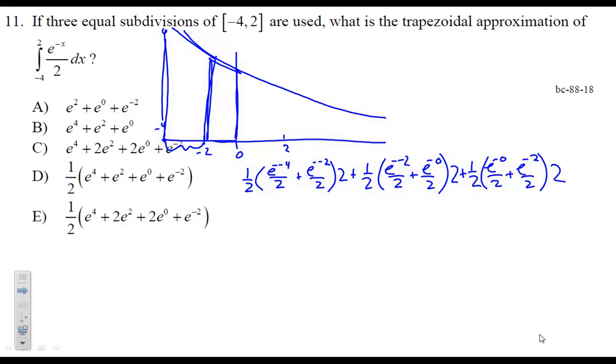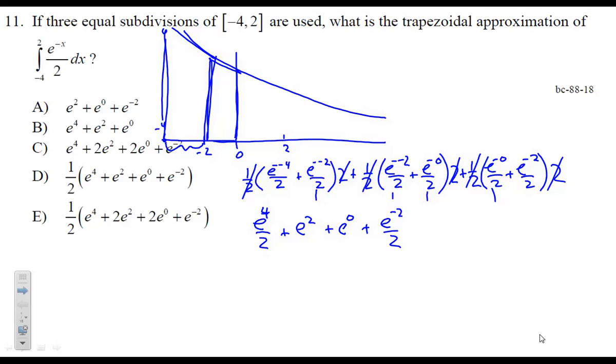Well, something nice happens here. All these halves and 2's cancel each other. And if we rewrite this, we're going to end up with e to the positive 4th over 2. And then we've got 2 of these. So how about we call that e squared? And we've got 2 of these. We'll call that e to the 0th. And we only got one of those, e to the negative 2 over 2.